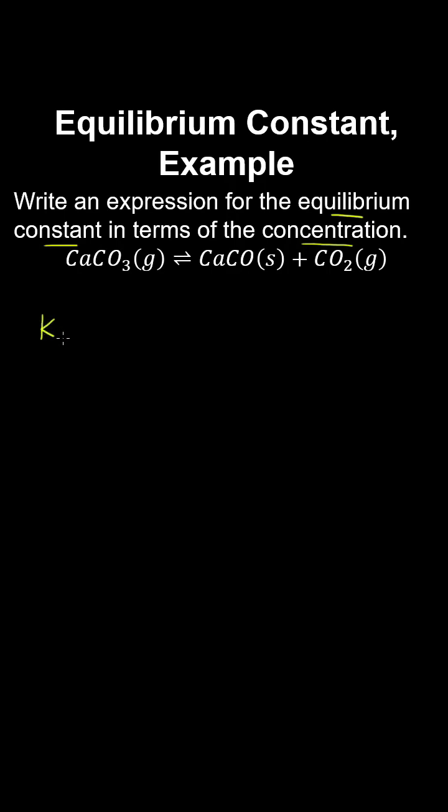Well, the equilibrium constant is equal to the concentration of the products in the numerator, raised to the stoichiometric coefficient, over the concentration of the reactants in the denominator, raised to the stoichiometric coefficient. And we don't include the concentration of solids or pure liquids in this expression, because their concentrations don't change throughout the reaction.